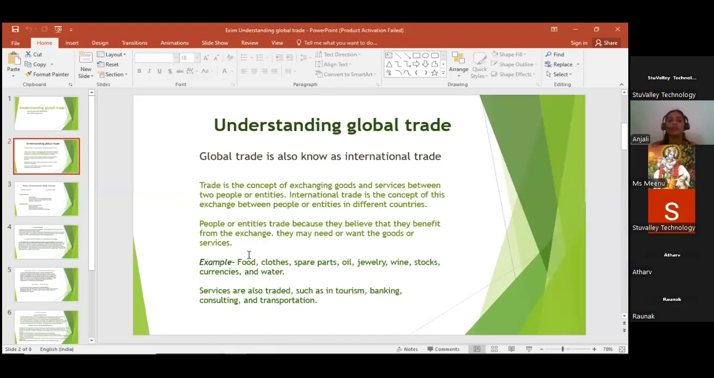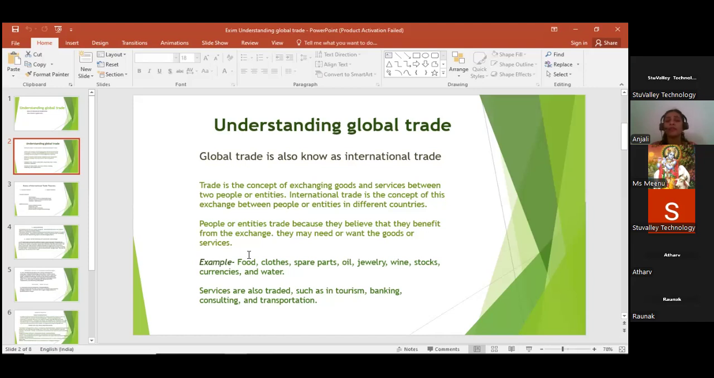Tourism, nowadays, many people are excited to travel worldwide. Different tourism companies have started, with good connections with various countries, and they provide services. For example, UK or US people are interested to know about the culture of India, they want to see India. So there are connections between two countries wherein services are traded. Banking, consulting, and transportation also come under services.